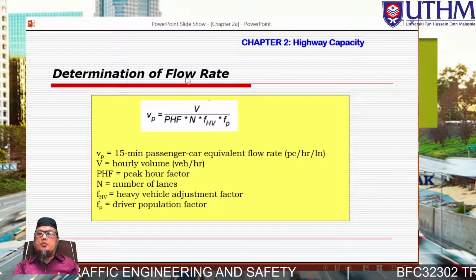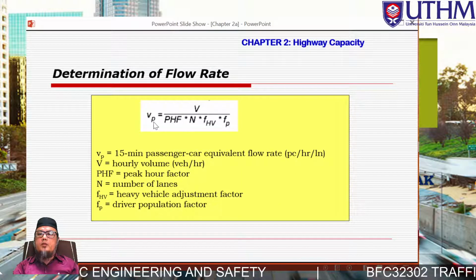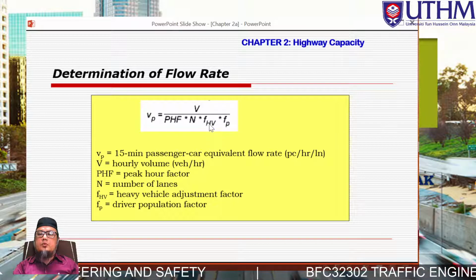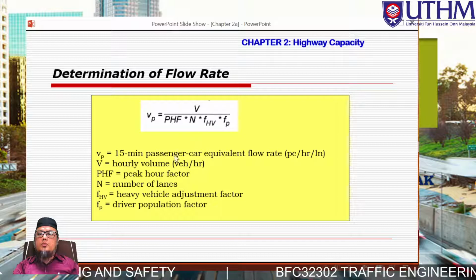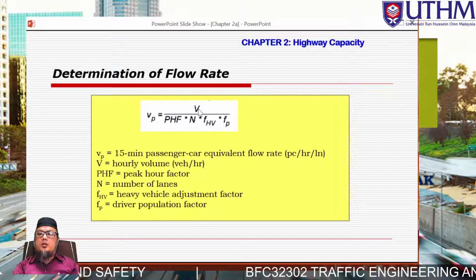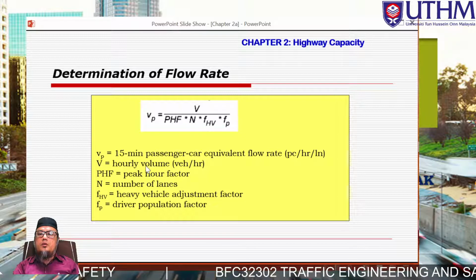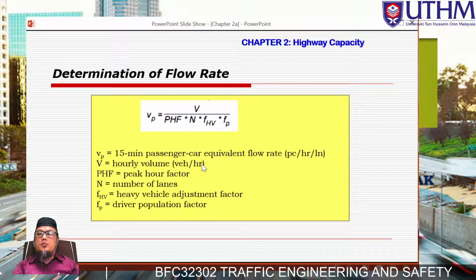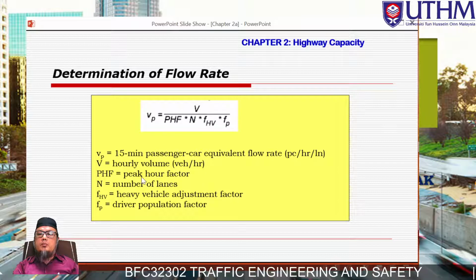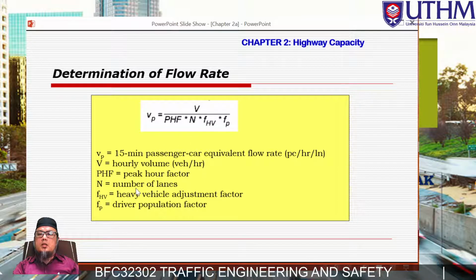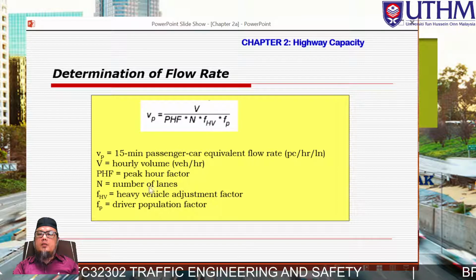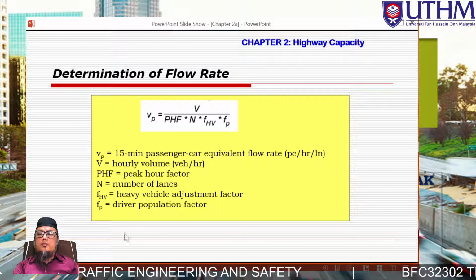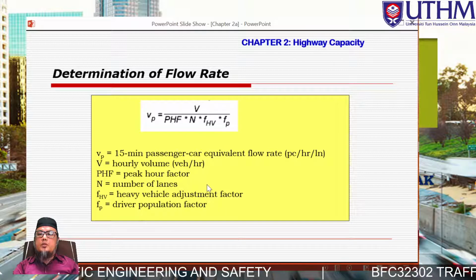Next, to determine flow rates. From here we have vp, the adjusted flow rate. We adjust the original volume. So here we have the hourly rate of volume, or hourly volume, in vehicles per hour. Then divided by the peak hour factor, then number of lanes, factor for heavy vehicle, and driver population factor.